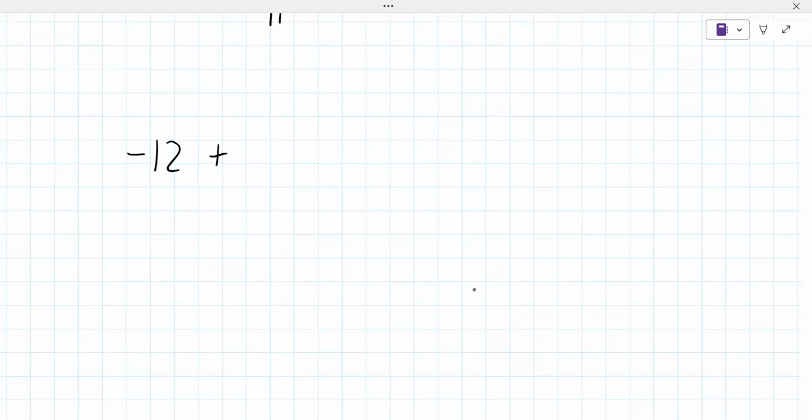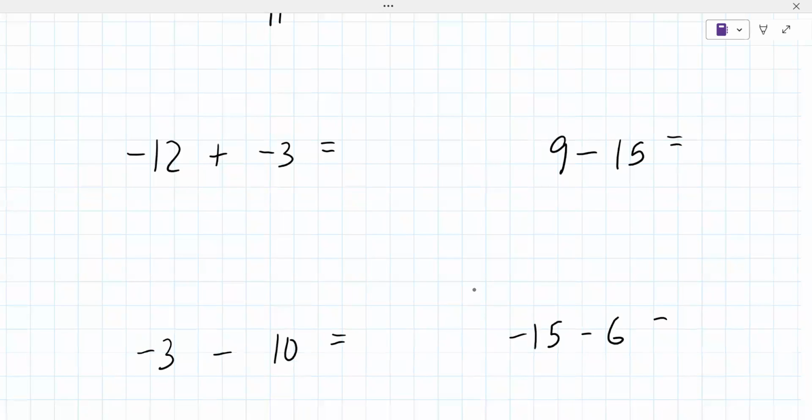So let's go: negative 12 plus negative 3, negative 3 minus 10, 9 minus 15, negative 15 minus 6. Give these a try, please.